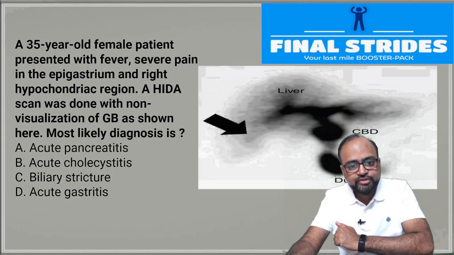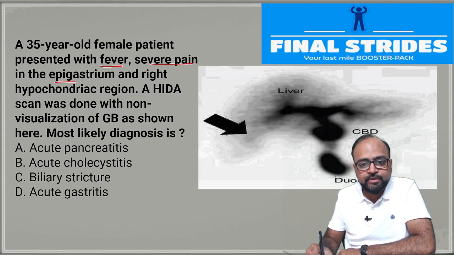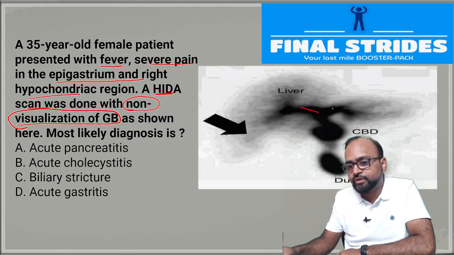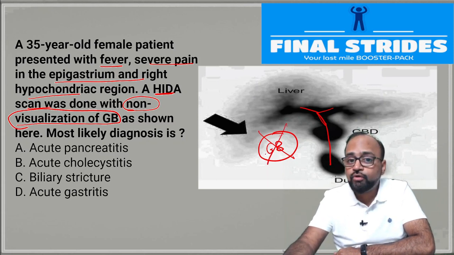Look at this history. A 35-year-old female patient presented with fever, pain in the epigastrium and right hypochondriac area. A HIDA scan is done and shows what? HIDA scan shows non-visualization of gallbladder. You can see the liver, the right and left hepatic ducts, common hepatic ducts, CBD opening into duodenum. The gallbladder should be here and the gallbladder is not seen. Non-visualization of gallbladder on a HIDA scan suggests what?